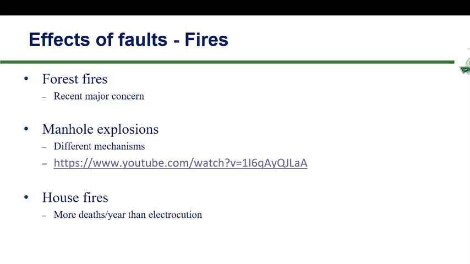In addition, electrical faults are also a significant cause of house fires, which result in more injuries each year regarding the electrocution. These examples highlight the critical importance of proper system protection, maintenance, and monitoring to prevent fire-related hazards. So we need to identify first the hazard area and then try to minimize any risk in the system. I also added a YouTube video here regarding the manhole explosions.